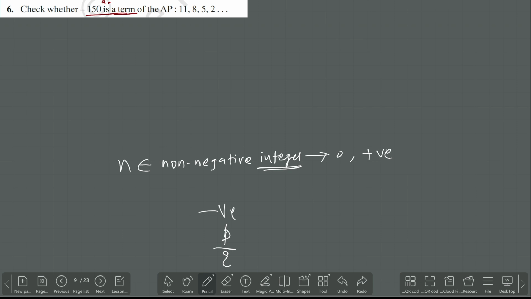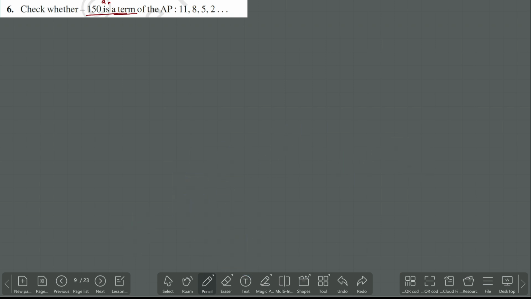Understand? So here it should be positive or 0. If you are getting negative or p by q format, it is not an integer. Integer in the sense it is never in the form of p by q. It can be over 1, but apart from that, never. Am I right? So we'll start this. Shall we go now? I'm going to check whether it is there or not. Shall we? Yeah. We are going to check.